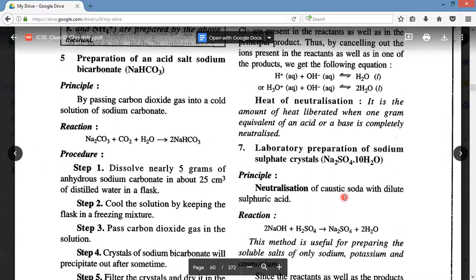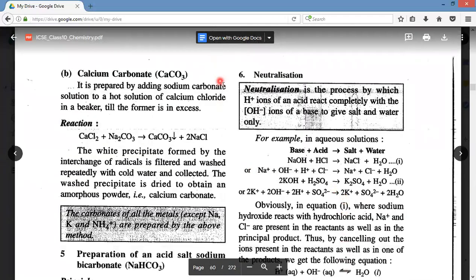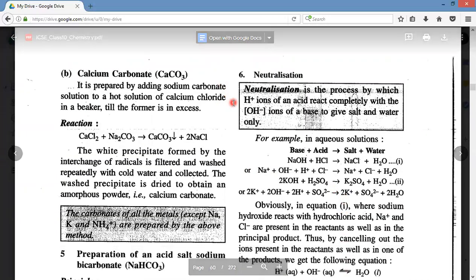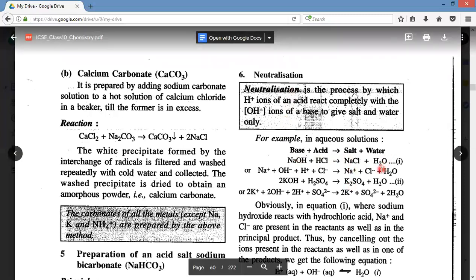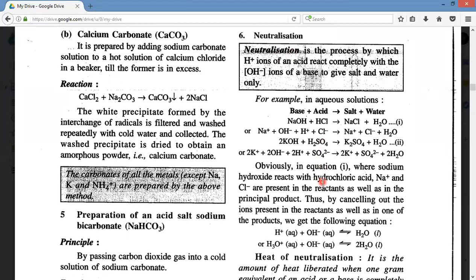Next preparation is of those salts which come from the process of neutralization. Neutralization is the process in which different examples we have to take. When a base is treated with an acid, there is a formation of salt and water. Like that, salts we are taking in that.